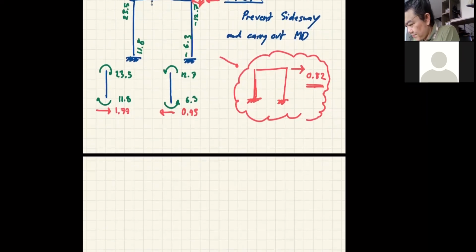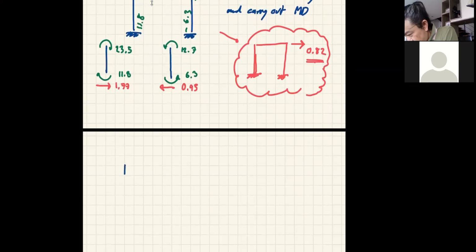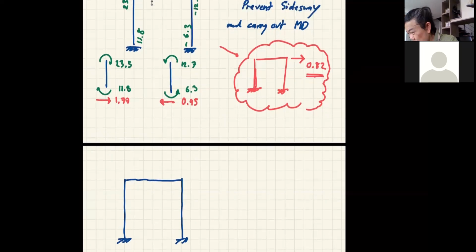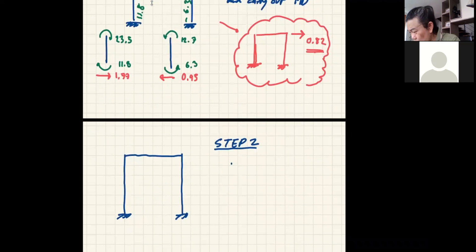Step number 2. I'm trying to draw the equal frame. Okay. How should I name this? Step 2. We are going to assume moment due to side sway.